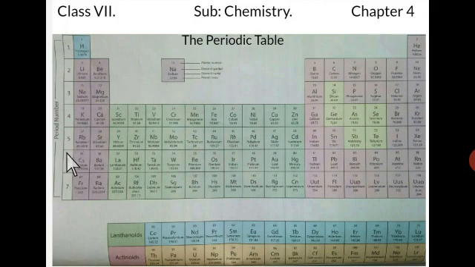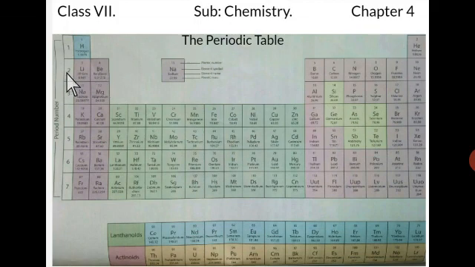Periodic table has rows known as periods and columns known as groups. A periodic table has rows known as periods. You can see from here how many periods or how many rows are there. There are 7 rows or 7 periods. Let us see how many elements are there in the first period or first row. Hydrogen and helium. Only 2 elements in the first period.